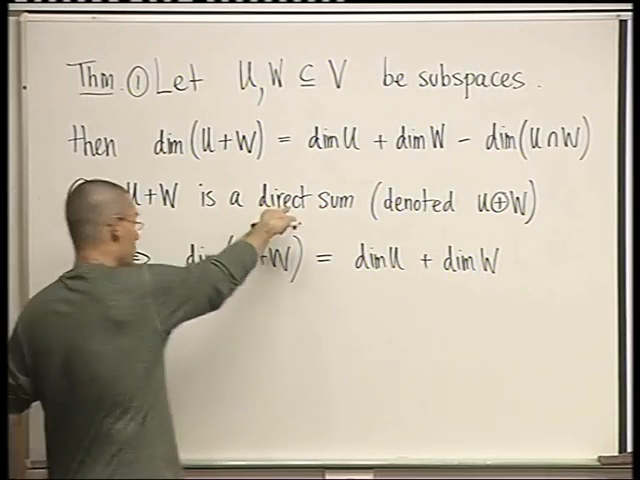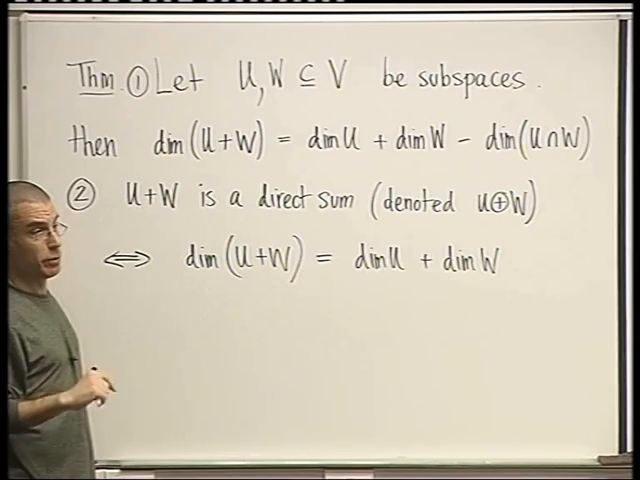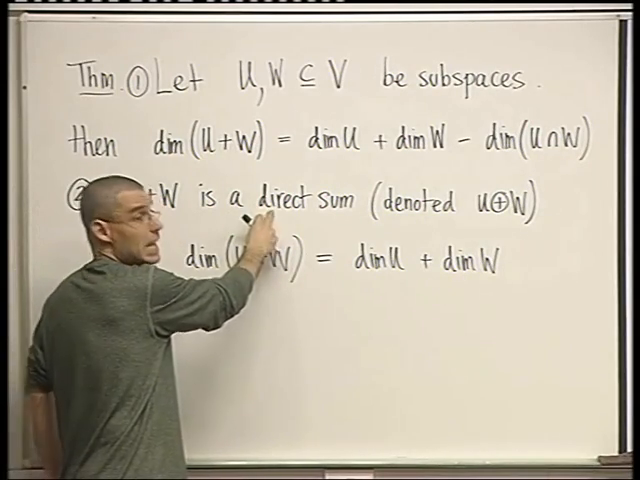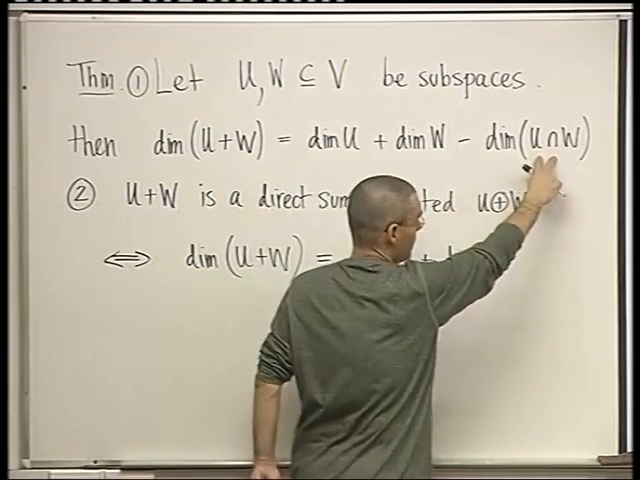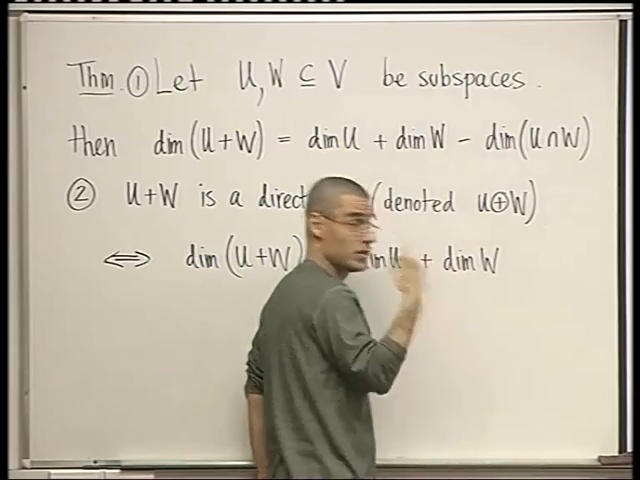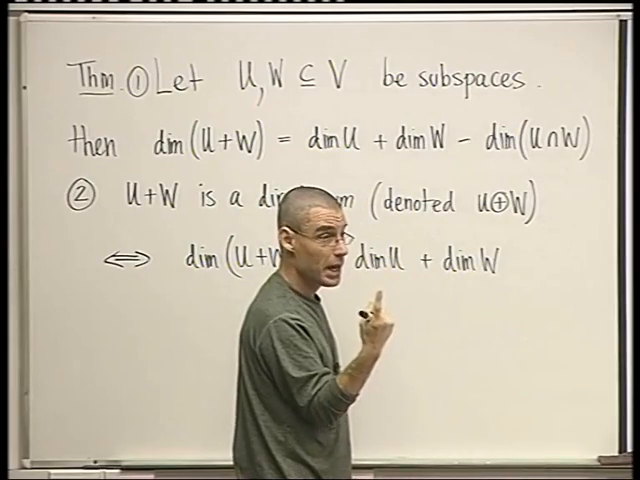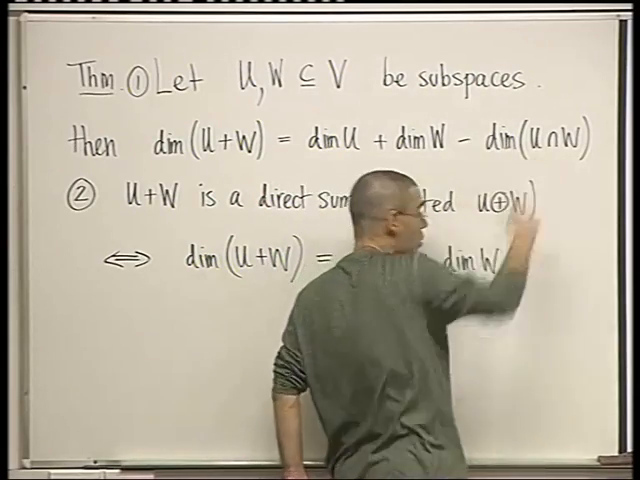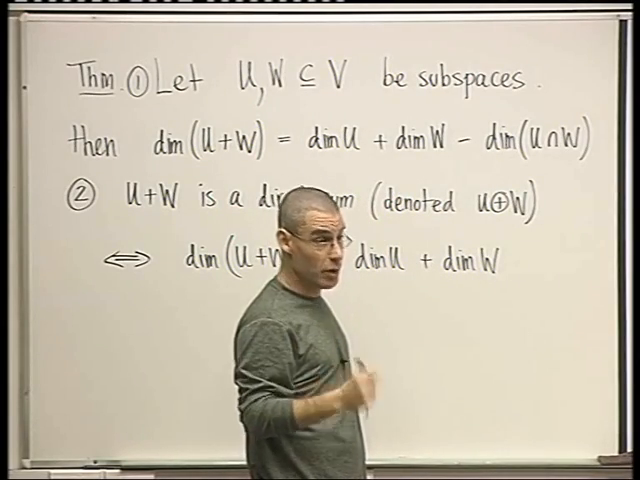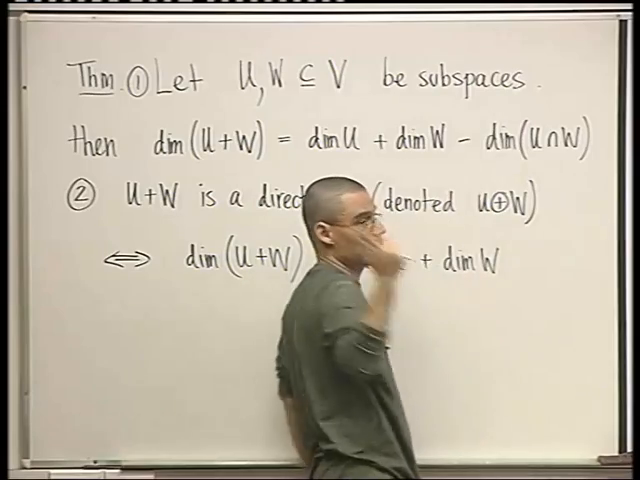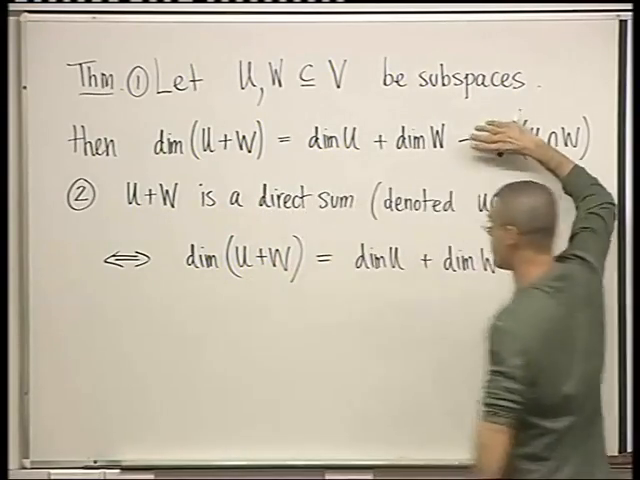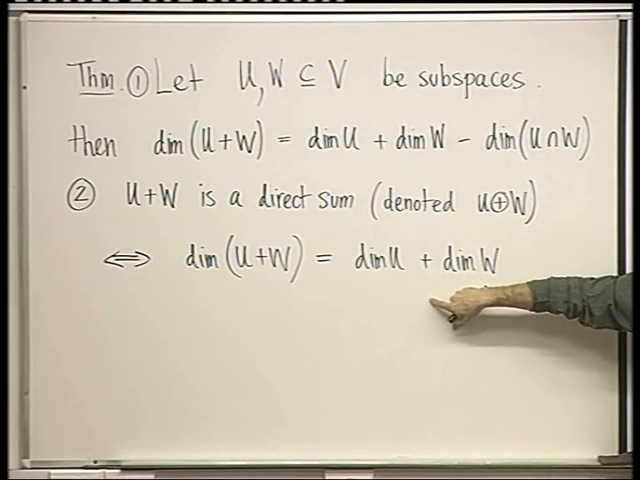Because if it's a direct sum, here's the proof of 2. I'm saying the proof of 2 out loud. A sum is direct if and only if the intersection is just the zero vector, and therefore the dimension of the intersection is 0. Right? There's no non-zero vector in a basis for the zero subspace. Okay? So this becomes nothing, and you get this.